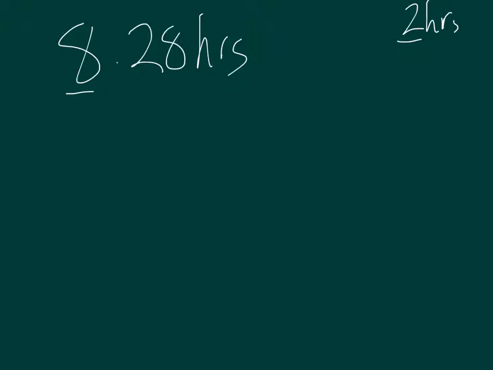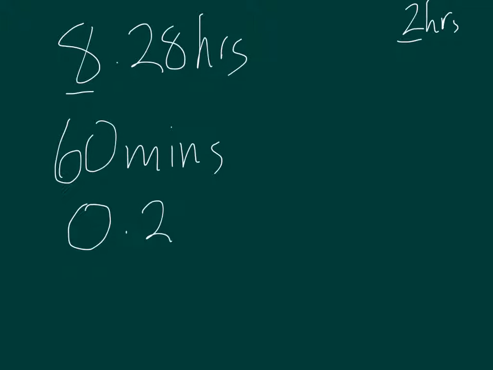The question you have to ask yourself is, what does 0.28 of an hour equal? And the answer is it doesn't equal 28 minutes. Because we know in an hour we have 60 minutes. So what we've got to find is what 0.28 of 60 minutes is, and we can do that by multiplying it by 60.